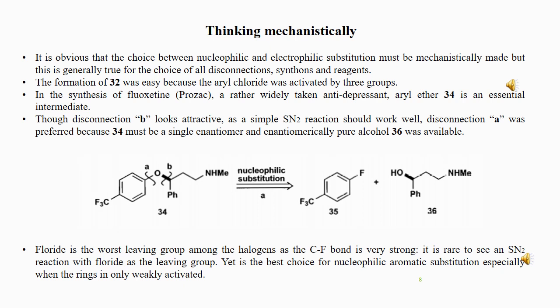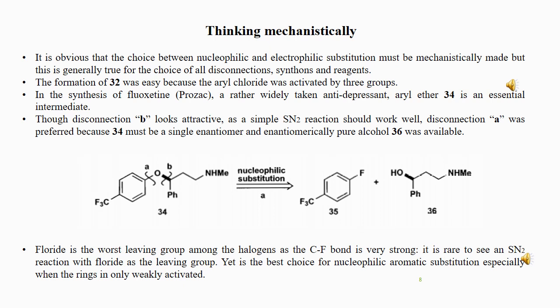Now if we see the example, the reaction below, here is what? In this reaction, the synthesis of fluoxetine, Prozac, a rather widely taken antidepressant, there is an aryl ether. This is 34 about which I am talking. This aryl ether is an essential intermediate for the synthesis of fluoxetine, Prozac.